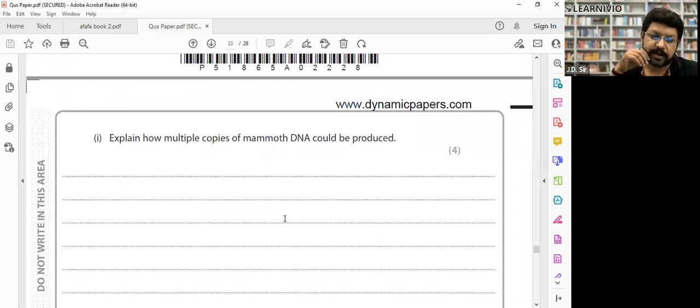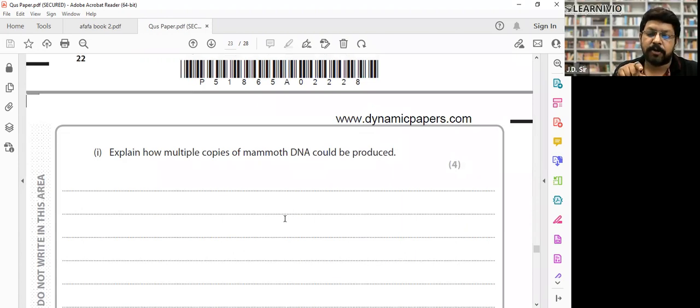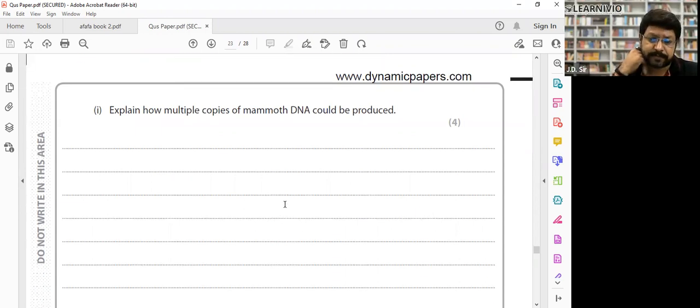This is the PCR technique. Here, look, explain how multiple copies of the mammoth DNA could be produced. Now we know that multiple copies of any DNA can be produced by the PCR technique. You have to write it on the PCR technique. That's it, nothing else. Very simple, straight question, but it's an indirect question.